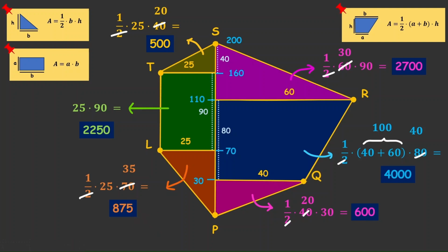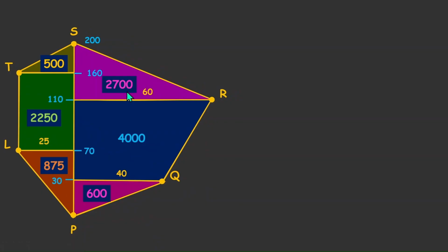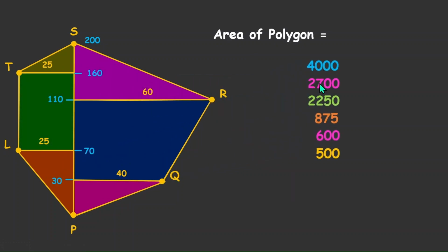So now you see how our approach is. We broke the hexagon into smaller units whose area we know how to calculate. Because of the diagram, we got all the distances, and then we calculated the area of each of the smaller units. And now all we need to do is add them up to get the total area of the hexagon. So this is the hexagon with the respective areas of the smaller units. For the area of the entire polygon, we'll just add them up. So we have 4000 plus 2700 plus 2250 plus 875 plus 600 plus 500. Let's add a plus sign here and let's add.